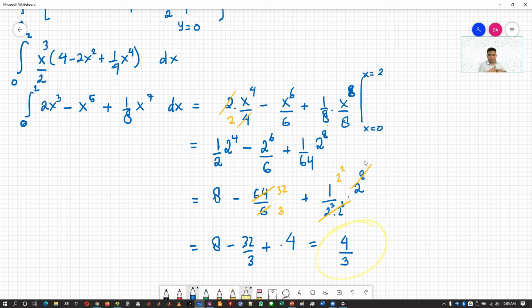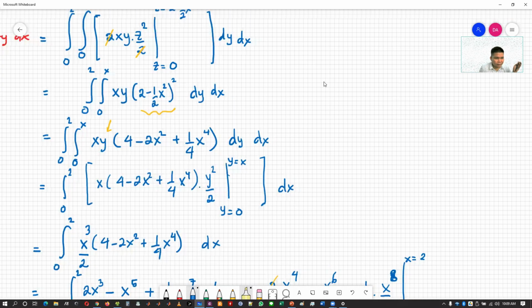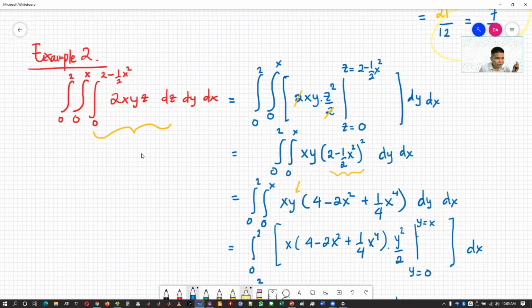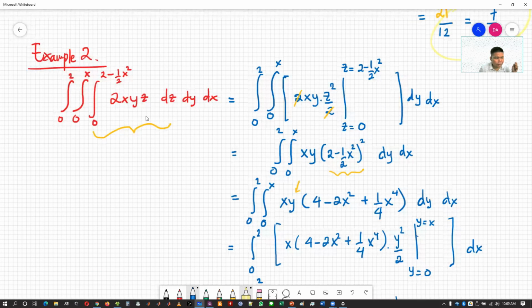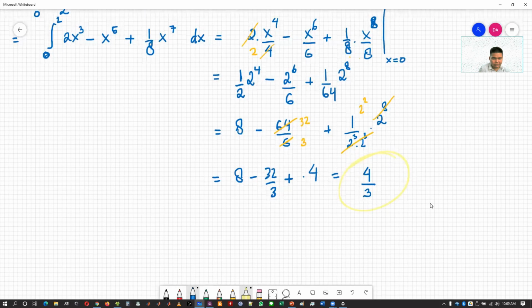So that's all. This is the answer to our problem. It is relatively simple and straightforward. If you integrate with respect to one variable, then the other variables we consider as constants. We just simply follow the rules of integration, and then we come up with this answer.